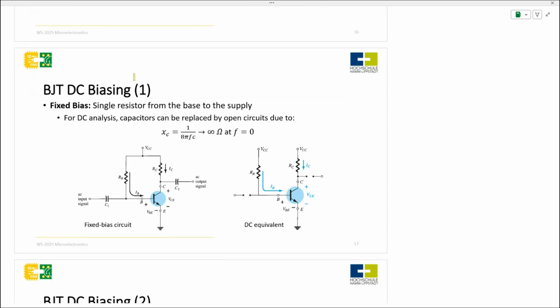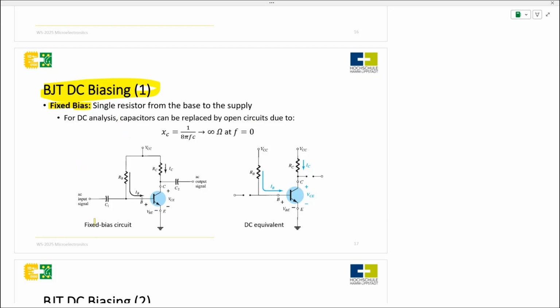Okay, we have our BJT DC biasing. So we have fixed bias. What do we mean by that? We have a single resistor from the base to the supply. So for a DC analysis, a capacitor can be replaced by an open circuit. Okay, so let's see this more in detail.